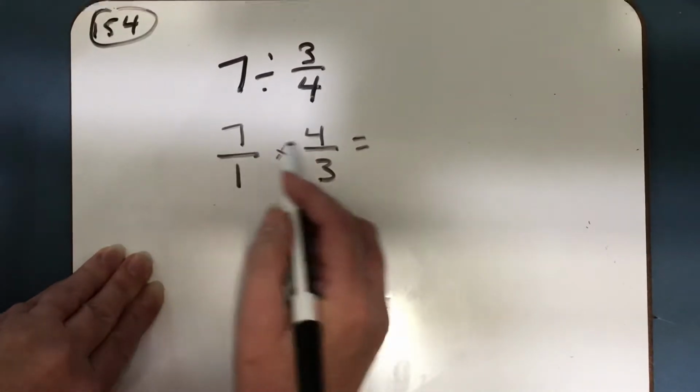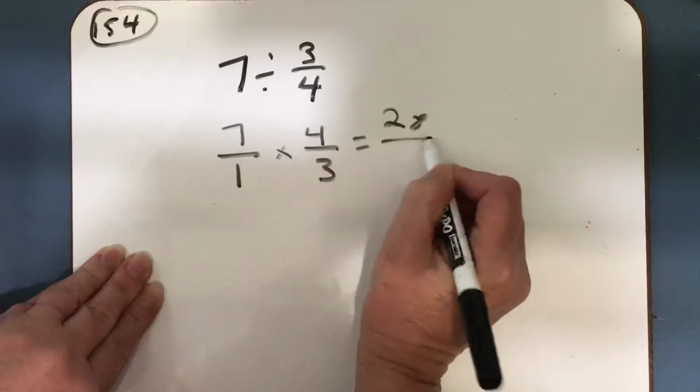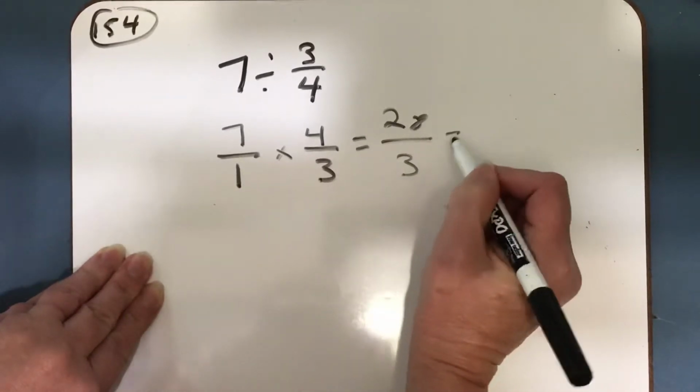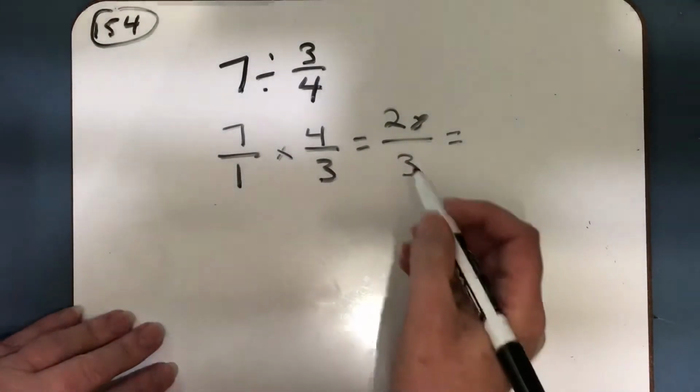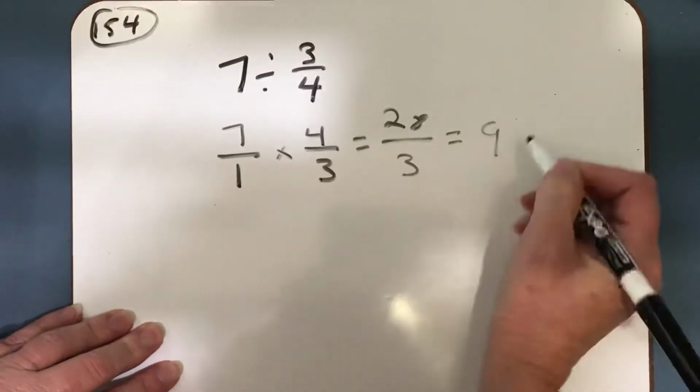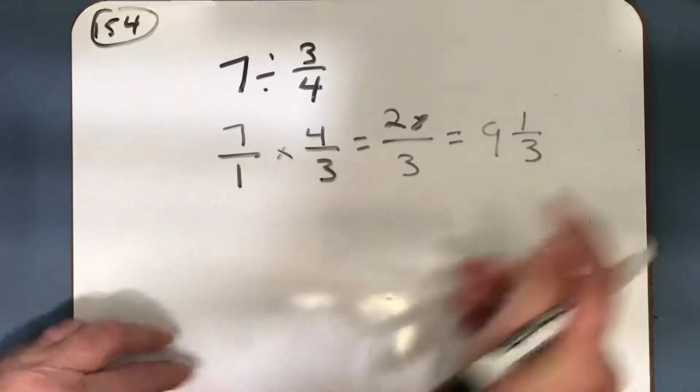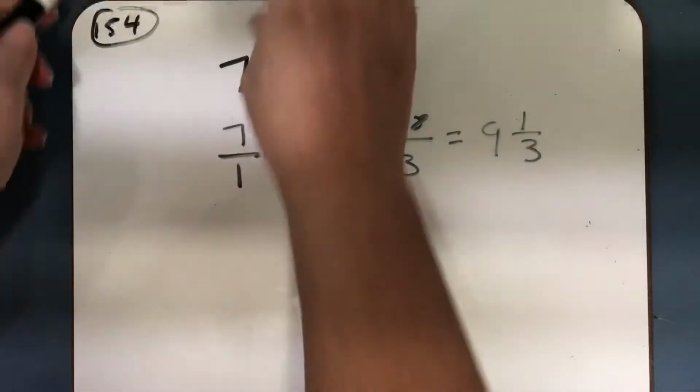So then I just multiply 7 times 4 equals 28. 1 times 3 equals 3. And I need to change that into a mixed number. 3 goes into 28 9 times with 1 left over. 9 1/3. That's number 1.